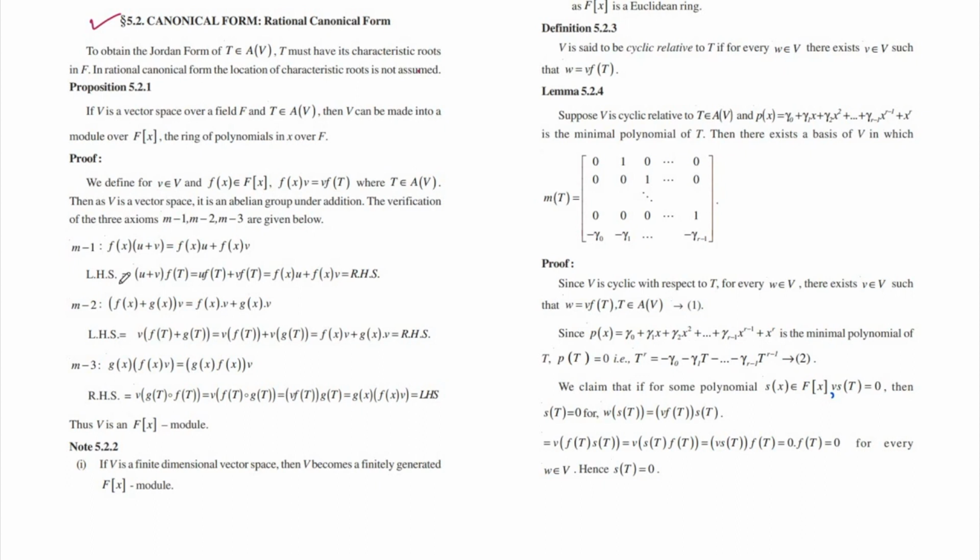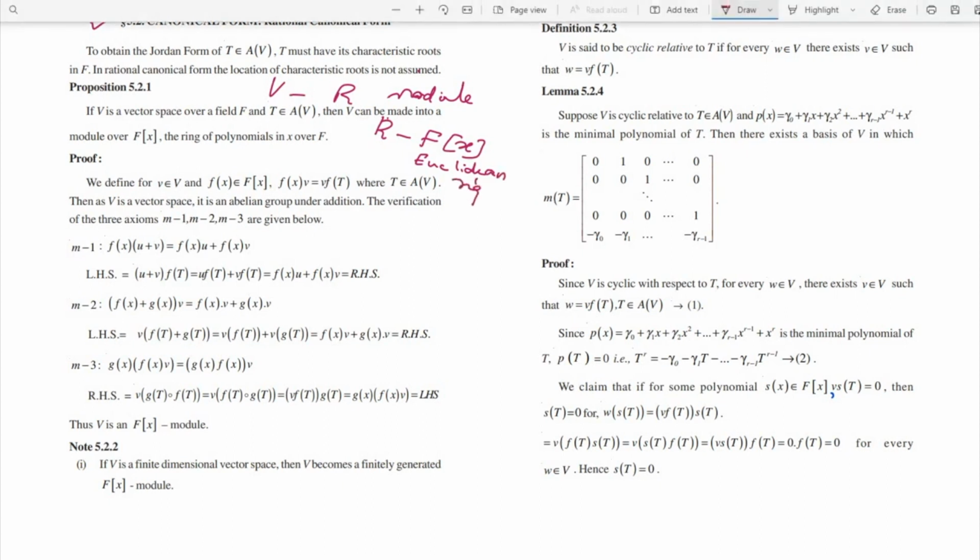Now, to prove the main theorem, first of all, we see that our V is a vector space over a field. In fact, it's a finite dimensional vector space, and it is also given another structure, namely F[x]-module. We are going to make this V an R-module, where R here is F[x], and we know pretty well that F[x] is a Euclidean ring. So we are going to make our V an F[x]-module.